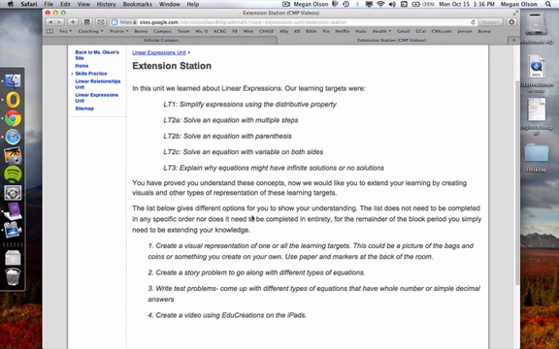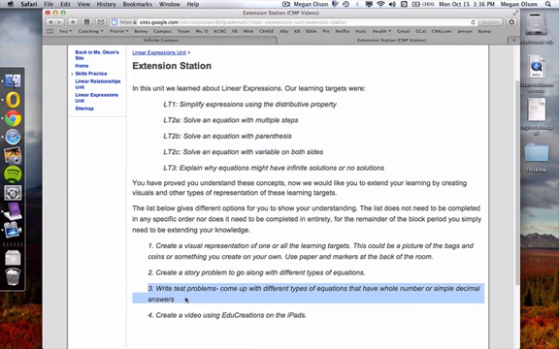The second thing is to create a story problem that goes along with different types of equations. So in our last unit, we created story problems for slope and y-intercept. You could create similar ones for different types of equations. So again, choose a learning target and choose a story problem to go along with an equation or a problem that you might write for that learning target.